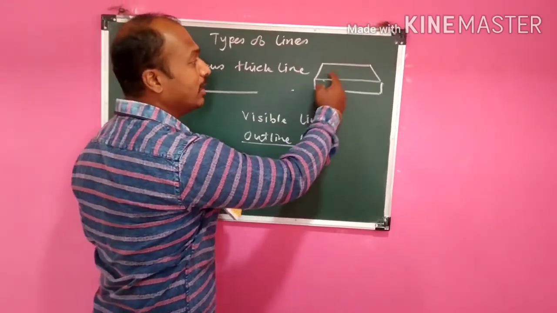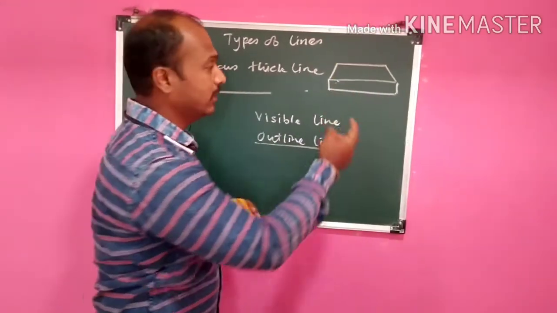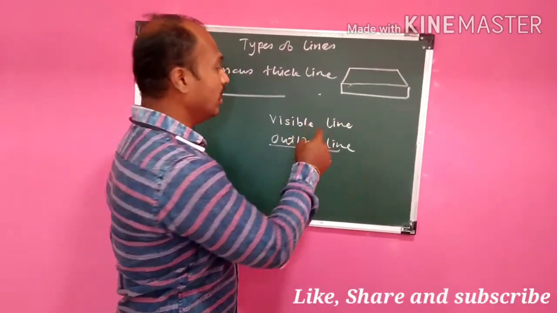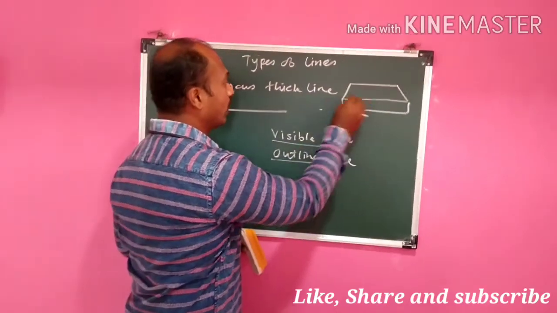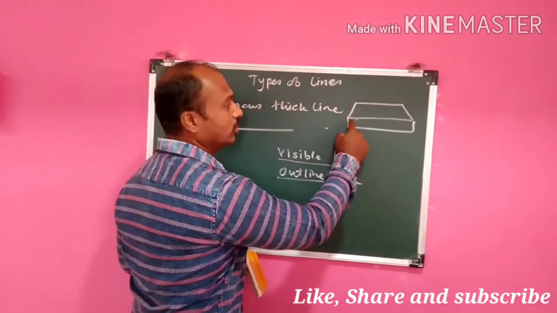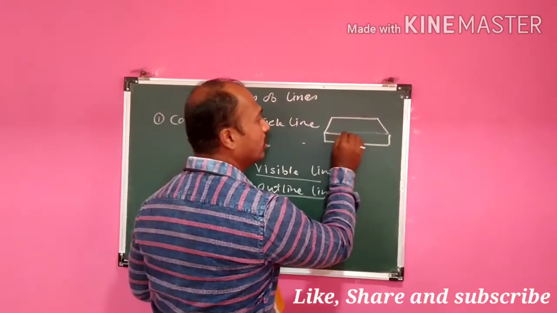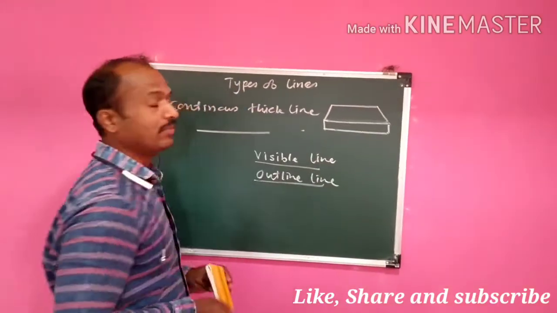This is not the outline, but this is the visible line. It is the visible part. It is visible, but it is not the outline. So for the visible line also, we are going to use a continuous thick line. So this is the visible line, and this is the outline. For these two purposes, we are using a continuous thick line.